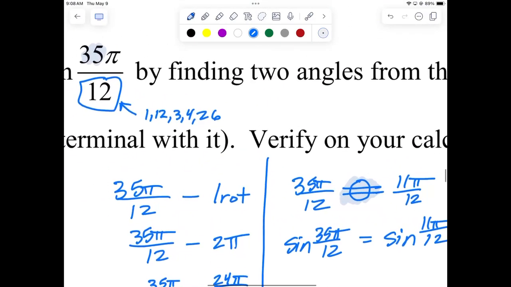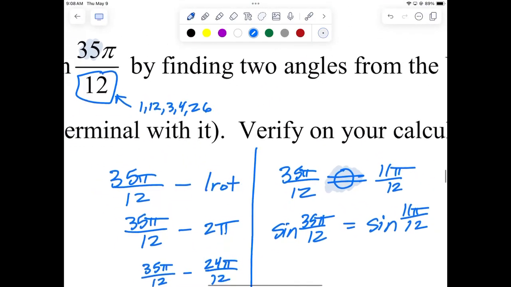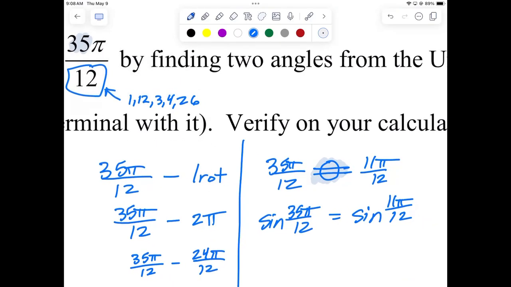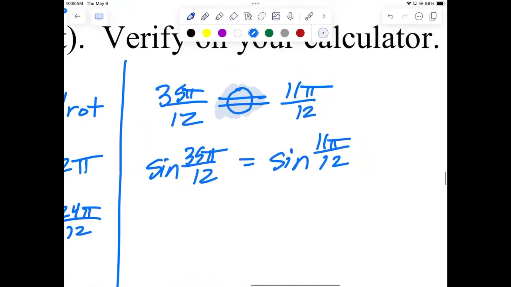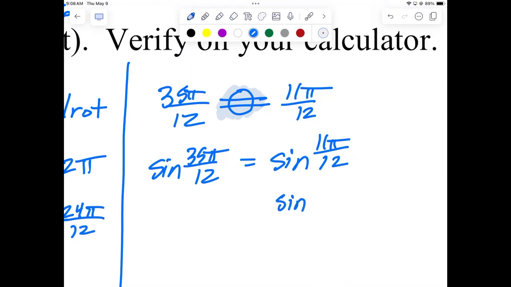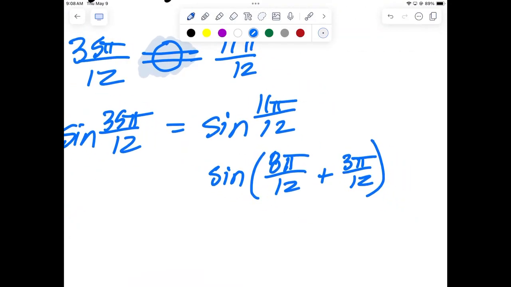So what are some of these values over here that give me 11? Could I use 12 minus 1? How about 8 and 3? I just want to use numbers that have a common factor with 12. It doesn't have to be those; it could be anything. So let's try sine of 8 pi twelfths plus 3 pi twelfths. That should work because 8 and 12 have a common factor, and 3 and 12 have a common factor.